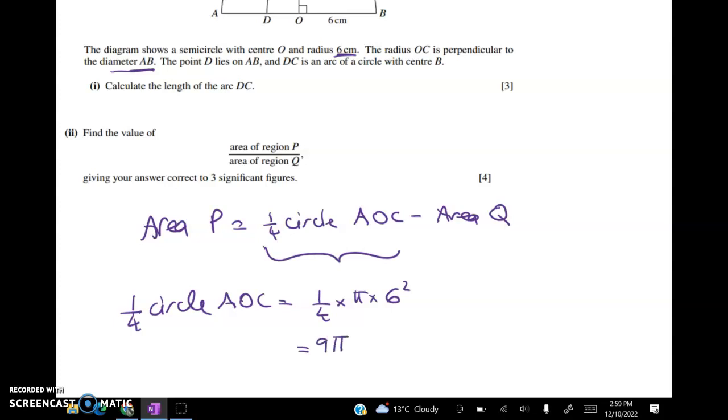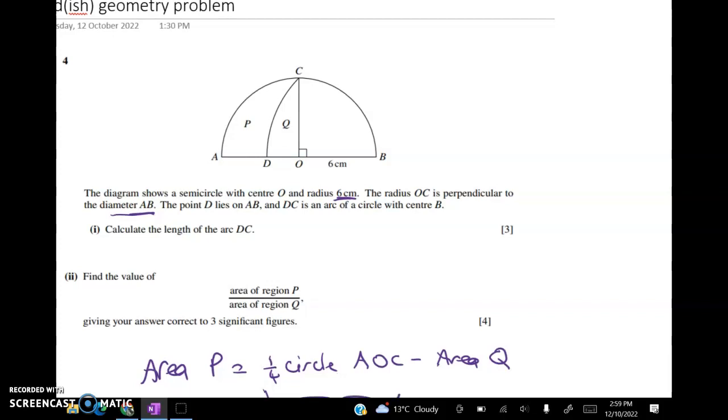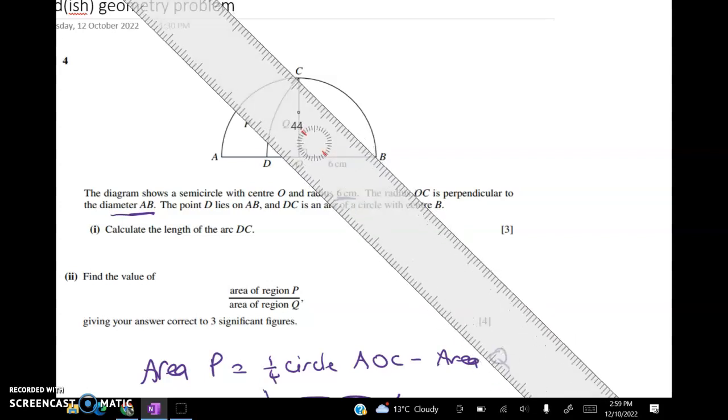Now what about the area of Q? There are a couple of ways to do this one. One way to do it is to find, well, let's just go to the way that I did it. I looked at this and I drew my ruler in here.